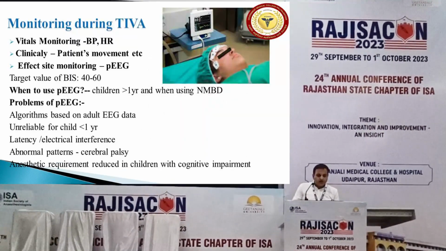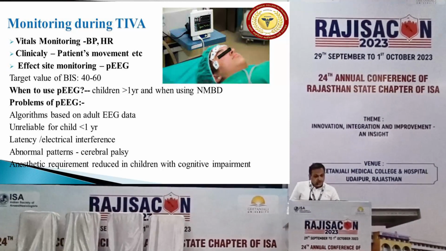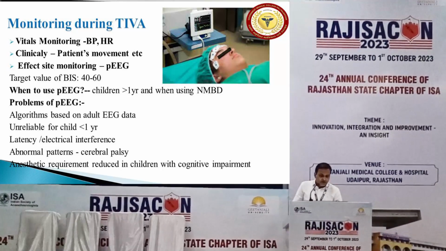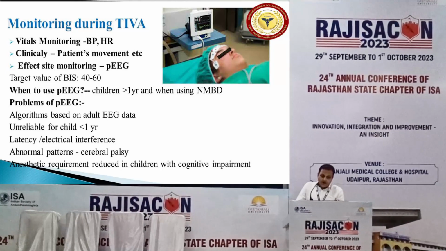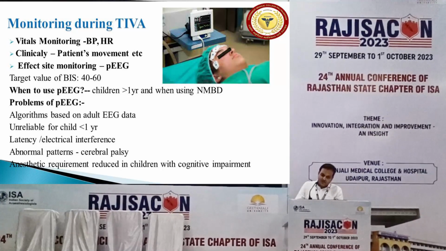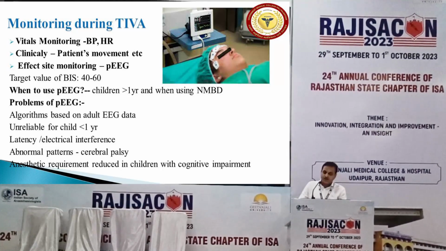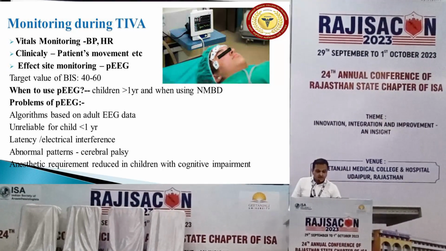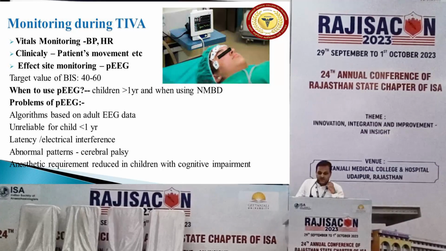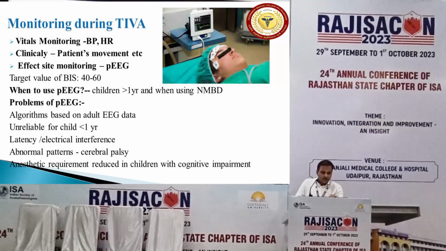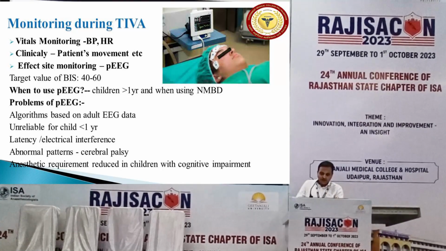Monitoring of the TIVA. Vital monitoring can be done through blood pressure and heart rate, clinically by the patient's movement, and effect site monitoring by the PEEG through the PSI. PEEG is processed electroencephalography. The target value of the PSI is 40 to 60.